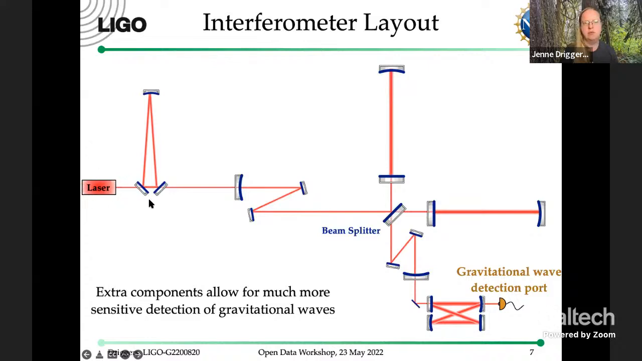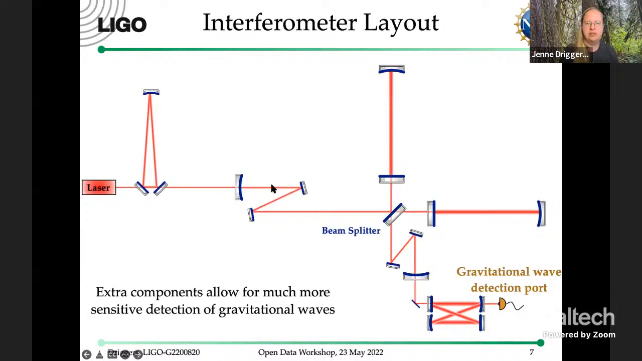We've got several subsystems to stabilize that laser in frequency and intensity, because the laser is the ruler with which we are measuring how much the mirrors are moving. So the laser needs to be very, very stable. And so we use several subsystems to stabilize that laser.